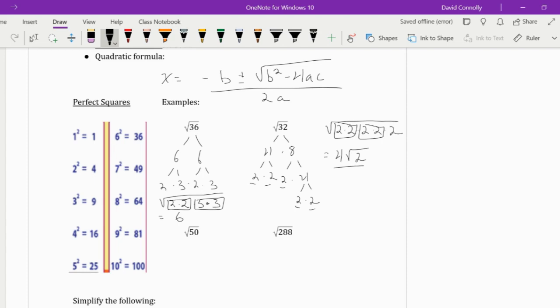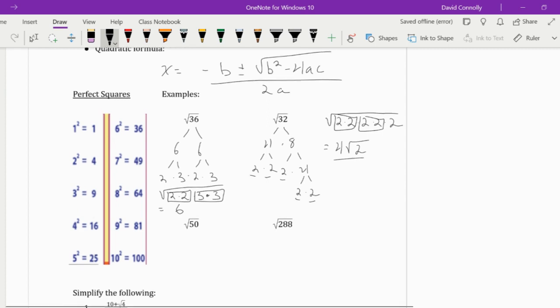So go ahead and try these next two. You can hit pause on this video. And then when you're done, hit play again, and I will go over how to do them.